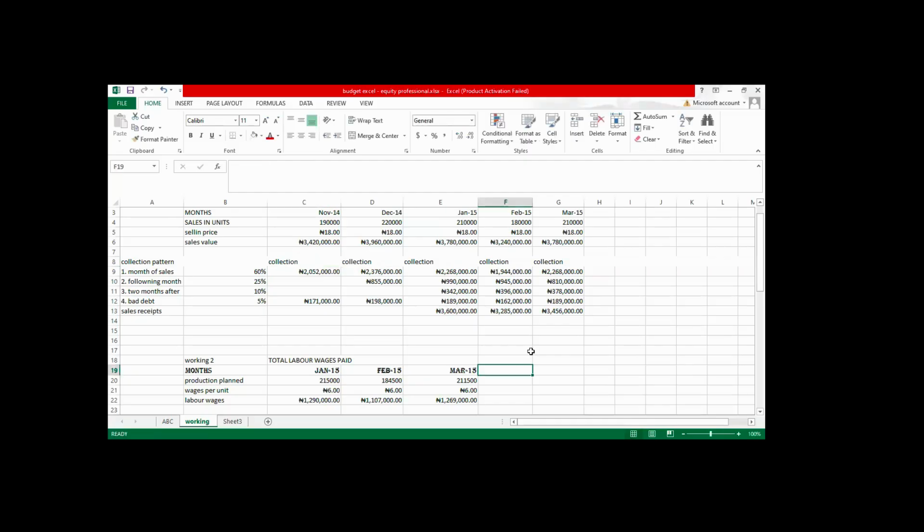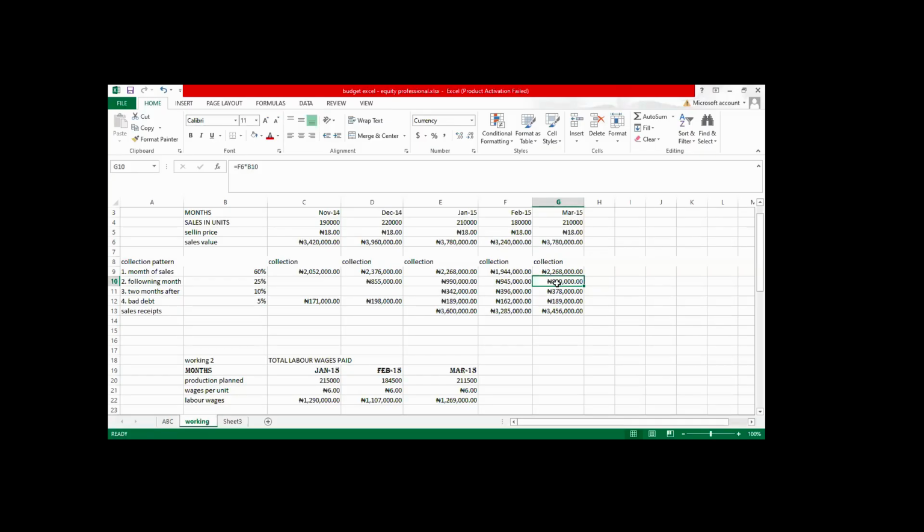That means in the month of February, we collected 1,944,000. The following month, you are going to get 25%. The following month after February will take us to March. Compute 25% of 3,240,000. 810,000. Look at it. We place it under March.